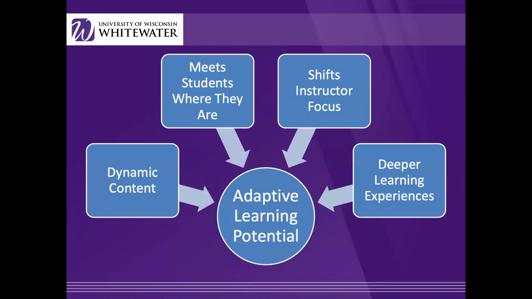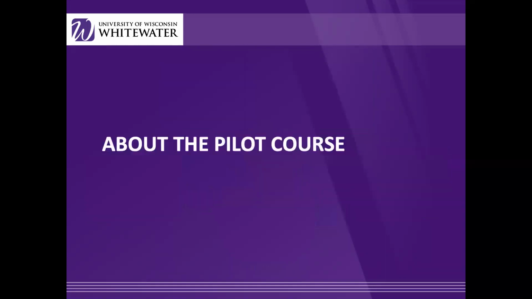So why is this exciting and what is the potential for adaptive learning? I'm really excited about it because I think it comes with the ability to have a really dynamic content system that changes and shifts to meet students where they are. Adaptive learning also has the potential to shift the instructor focus off of content dispersal, so just going into class and disseminating content, to leading to a lot of time to interact with students in deeper learning activities where students work on applying what they learned. All right, so now that's the basics of adaptive learning.